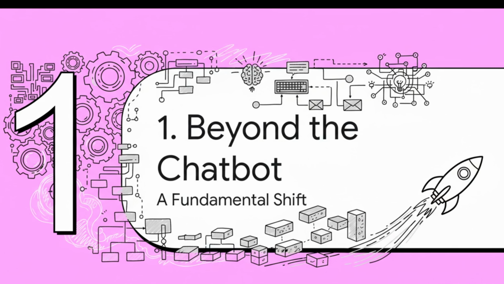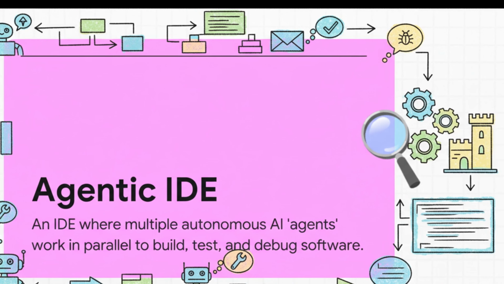And I really want to be clear here. This is not some small incremental update. We're not just talking about a smarter autocomplete or a slightly better chatbot. No. This represents a really fundamental shift in how developers can interact with AI. We're moving away from a simple assistant that you give tasks to and toward a partner that you actually strategize with. The big idea behind all of this is what's called an agentic IDE.